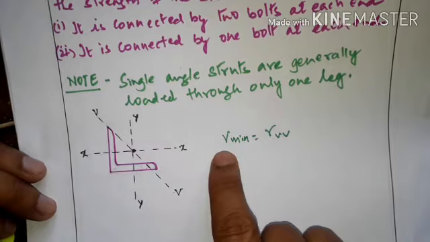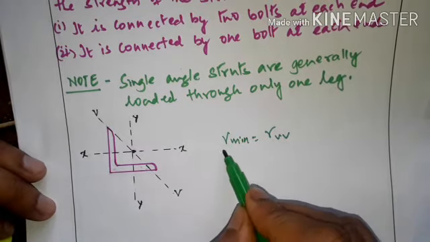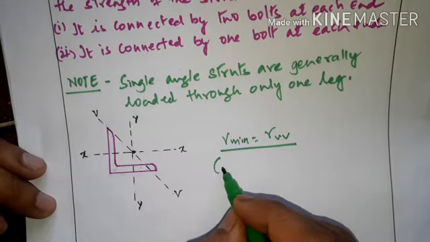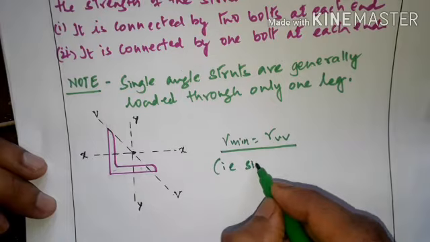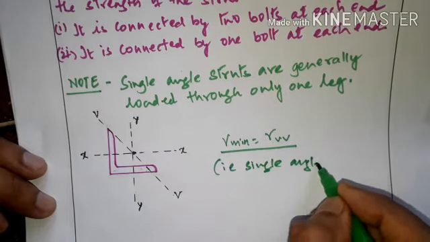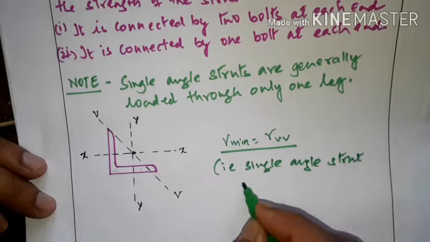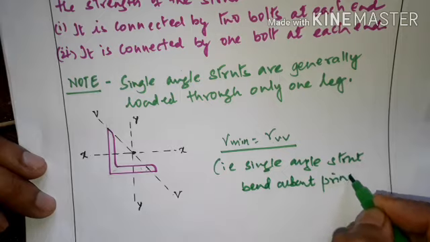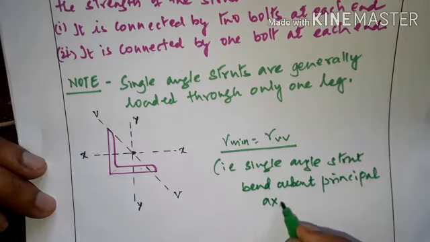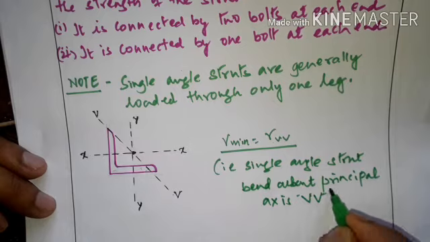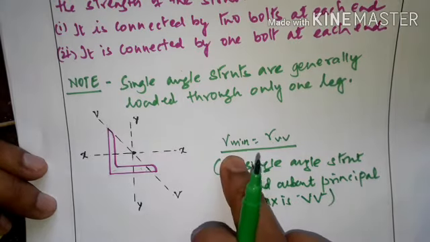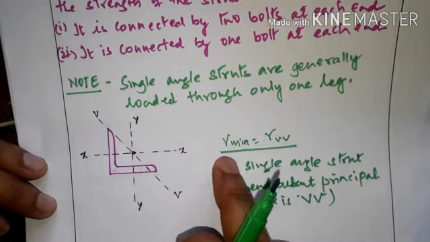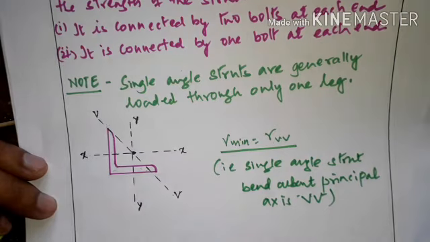Okay, we have to take R minimum as RVV because our single angle strut will bend about principal axis VV. So that is the reason we have to use R minimum as RVV only. You don't have to consider RXX or RYY. Directly you have to use R minimum is equal to RVV in case of single angle strut.